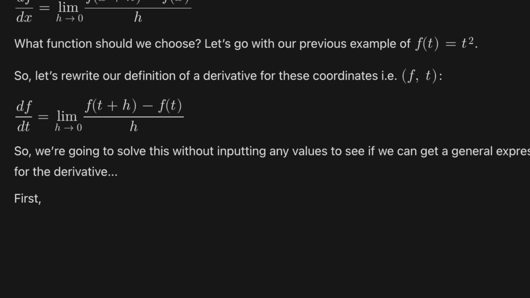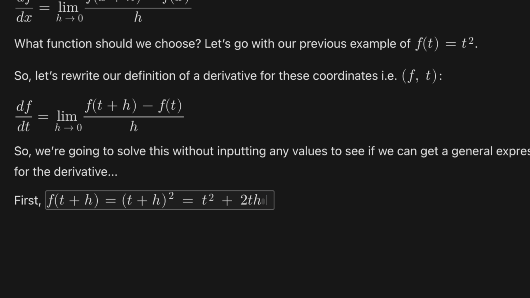So the first thing that we're going to do is we see this top half that says f of t plus h minus f of t, and we can expand that out. So let's do so. So if we start with just f of t plus h and input t plus h into our function, this would be t plus h all squared, which equals t squared plus 2th plus h squared. We can start by substituting this in.